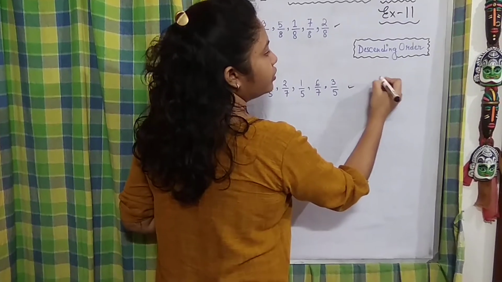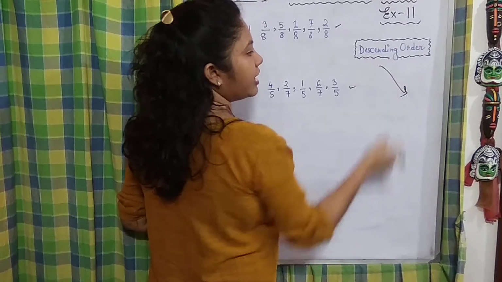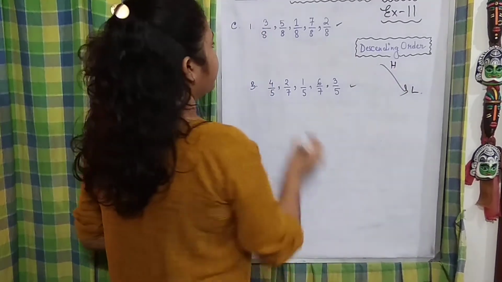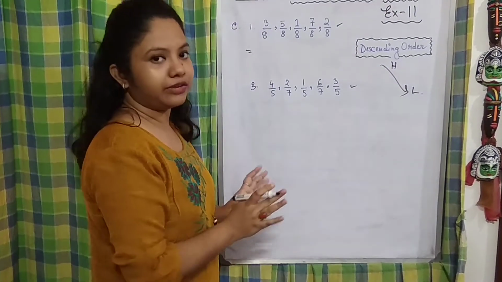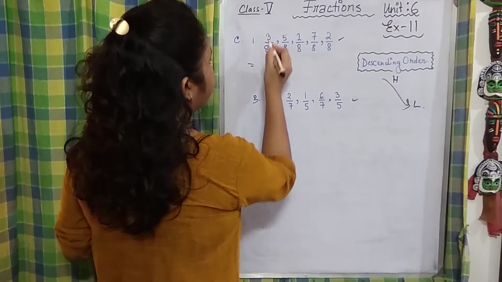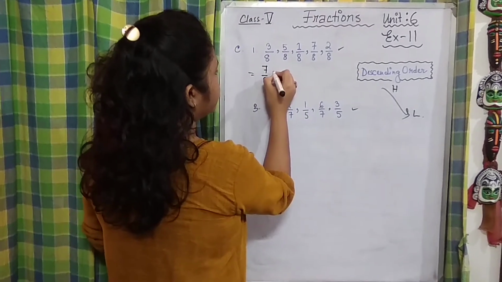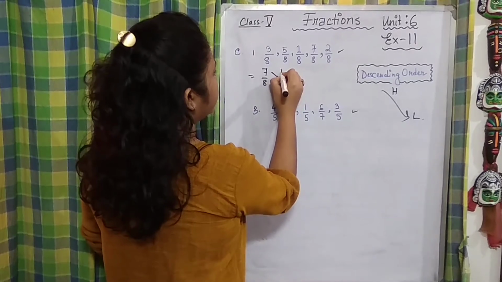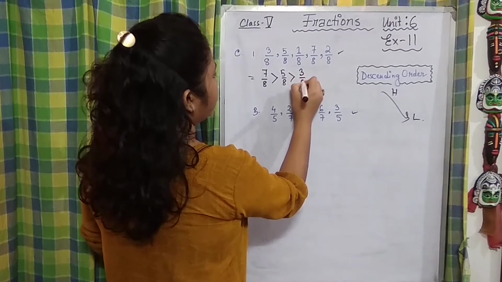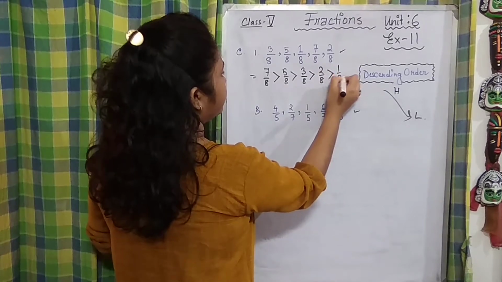Now what we have to do? We have to arrange in a descending order. Descending order I have already said, where you have to arrange from the higher to the lower one. Okay, so when it comes to the like fractions, the arrangement is pretty easy, where we have to just follow the order: 7 by 8 is the largest one, then 5 by 8, 3 by 8, 2 by 8, then 1 by 8.